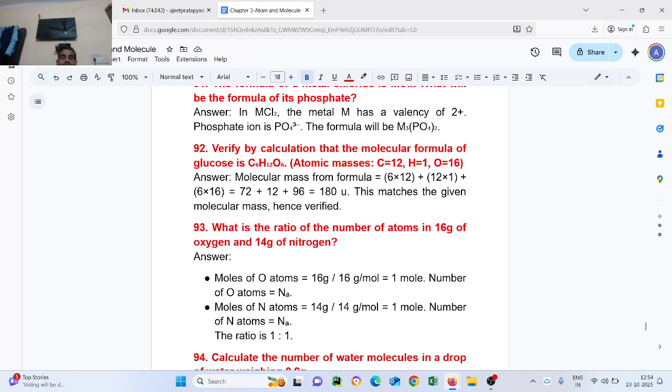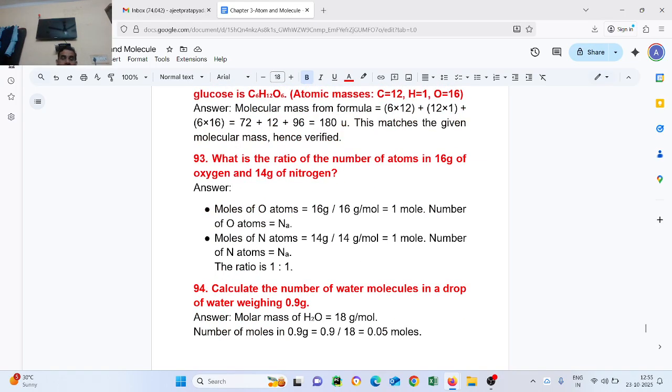Question number 93. What is the ratio of number of atoms in 16 gram of oxygen and 14 gram of nitrogen? Mole of oxygen atoms is equal to 16 gram upon 16 gram per mole, 1 mole. Number of oxygen atoms is equal to N. Mole of nitrogen atoms is equal to 14 gram divided by 14 gram per mole, equal to 1 mole. So the ratio is 1:1.